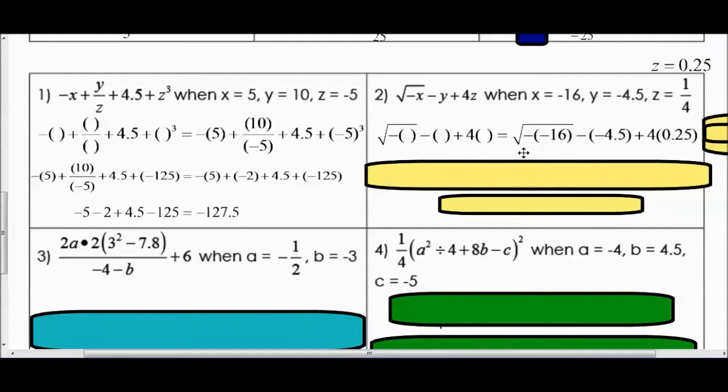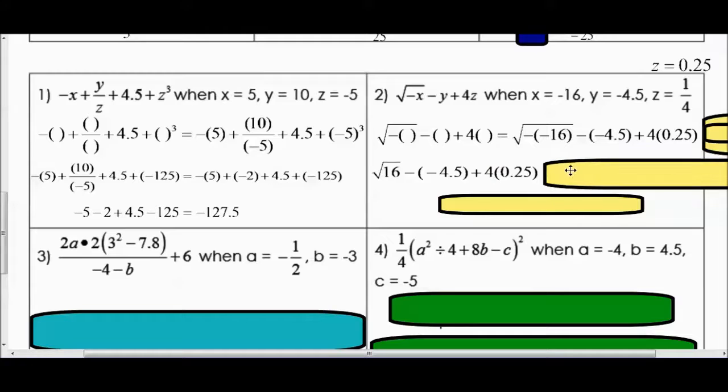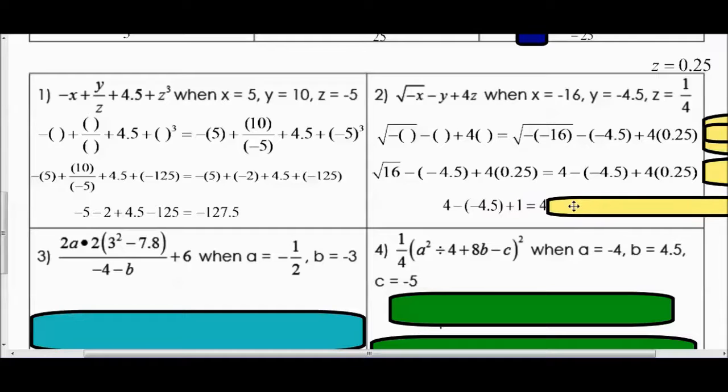Now I'm going to follow order of operations. I'm going to work inside this grouping symbol first. Negative 16 is really just a positive 16, so that's really all I'm going to do on the first step. I'm going to keep working inside that grouping symbol. The square root of 16 is 4. So that's really all I've changed so far. I just changed that to a positive, took the square root of 4. Now I'm going to do this multiplication at the end of the problem. 4 times 0.25, that would give us 1.